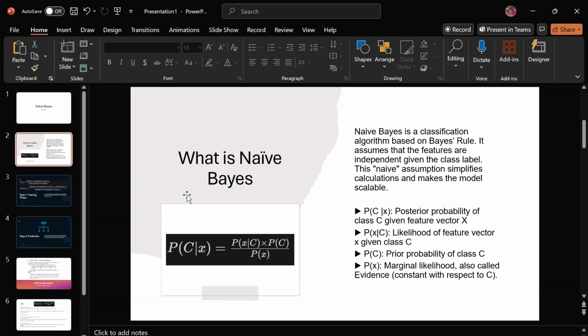So as you can see on the screen, we have Bayes' rule over here. It's written in a slightly different format. This one's to do with classes and feature vectors. Just letters are different, that's all. And what each part means, if you want a refresher on Bayes' rule, is that what we're working out is actually the posterior probability of class C given the feature vector X.